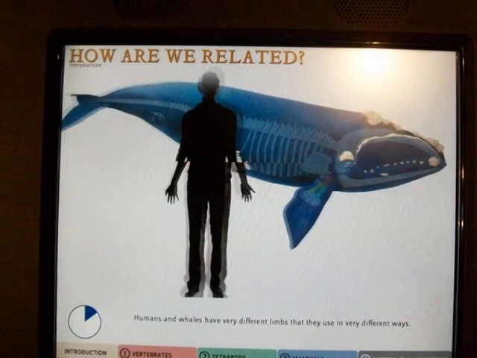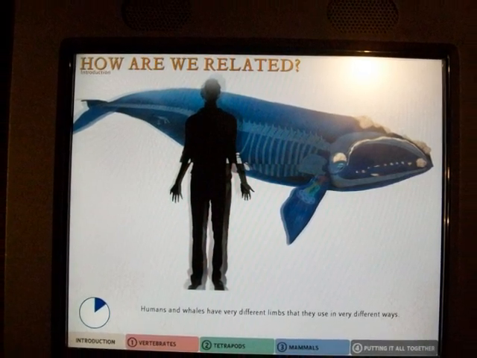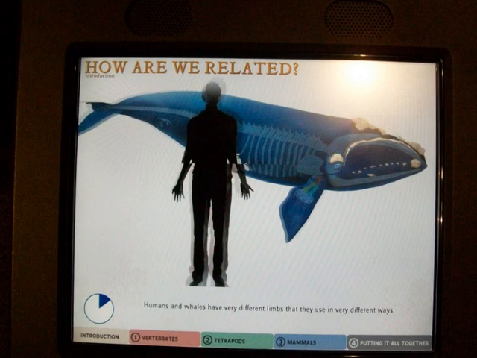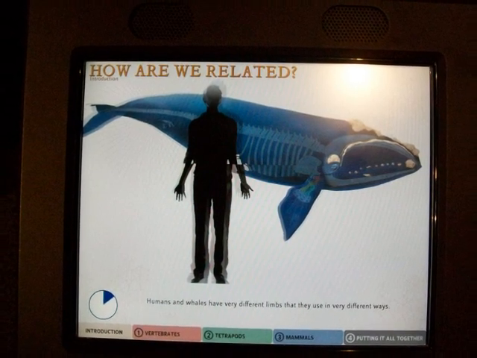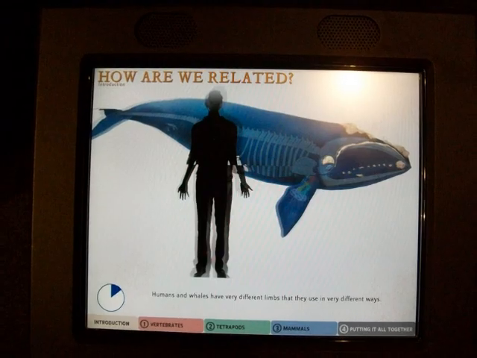How are we related? In the years before Charles Darwin, man was not considered to be an animal. He was considered above animals. Darwin's research gives us new insight into how we are related.